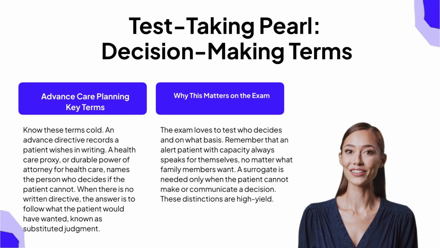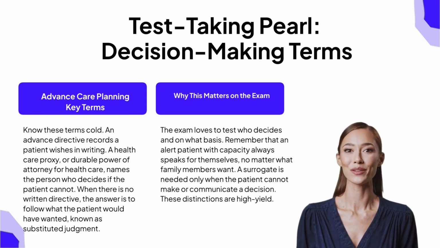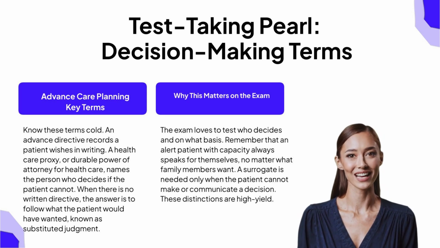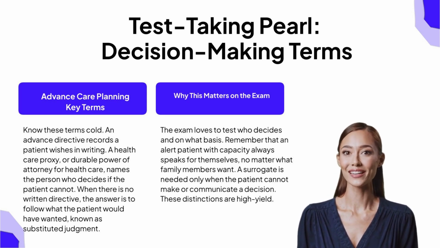Here is the point that wins these questions. An alert patient who has capacity always speaks for themselves, no matter what family members want. A surrogate steps in only when the patient cannot make or communicate a decision. The exam tests who decides and on what basis over and over, so commit these distinctions to memory.